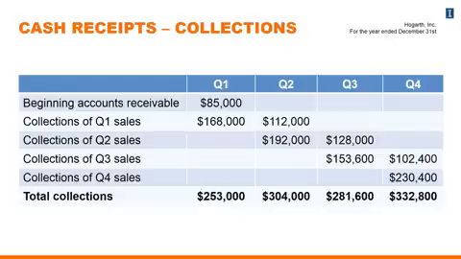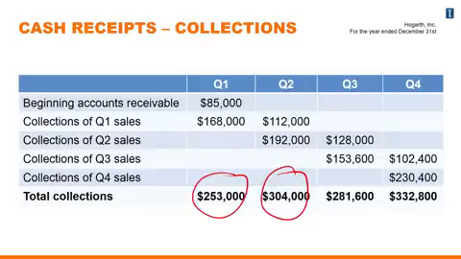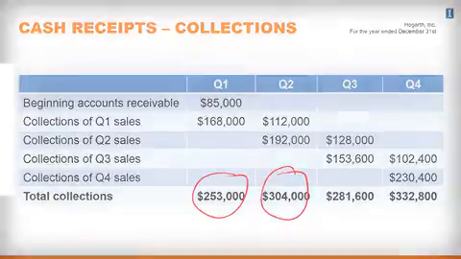So, looking at the quarter totals yields $253,000 worth of collections in quarter one, $304,000 in quarter two, and so on and so forth. This schedule summarizes the inflows from revenues in terms of cash on a quarterly basis and allows us to know how much cash inflow will occur throughout the entire year.